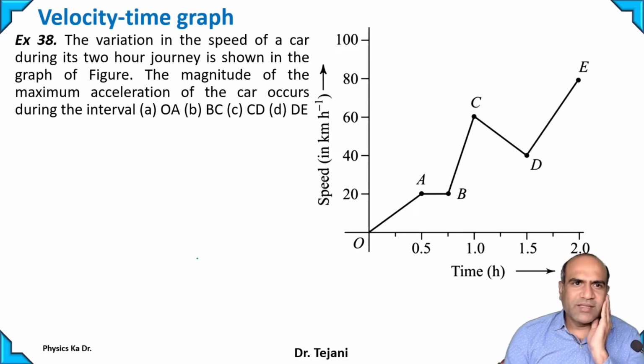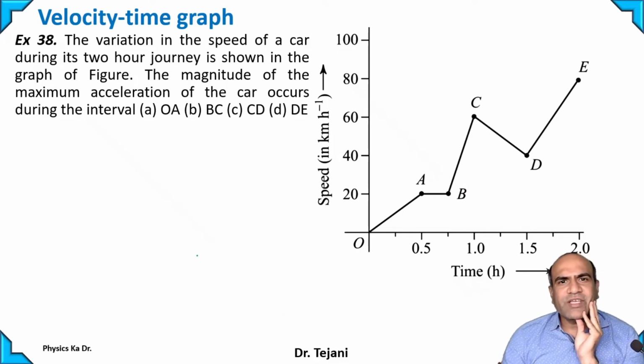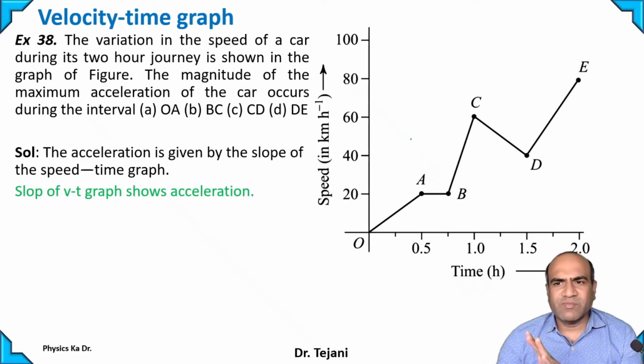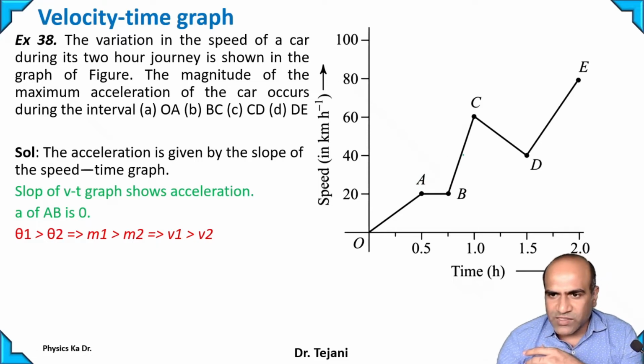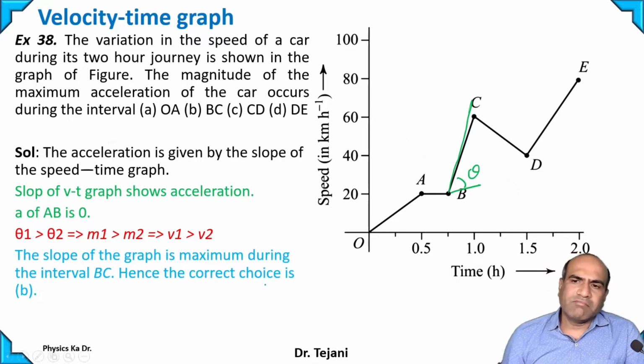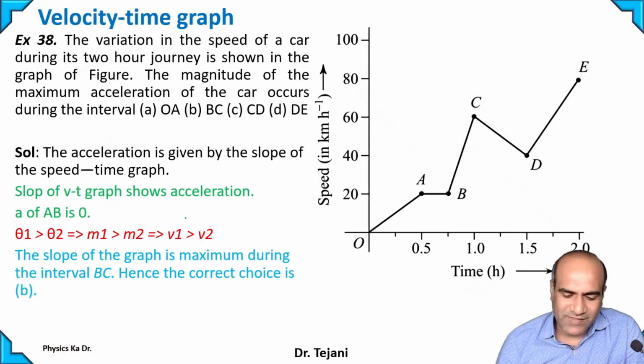One more question, 38. The variation in the speed of a car during 2 hours of journey is shown in the figure. The magnitude of the maximum acceleration. See, for the maximum magnitude acceleration, you just need to find which theta is bigger, which slope is the steepest. For AB, it is 0. Which theta is the biggest? You see here, this BC line is having the biggest theta, right? Answer is BC. Simple.